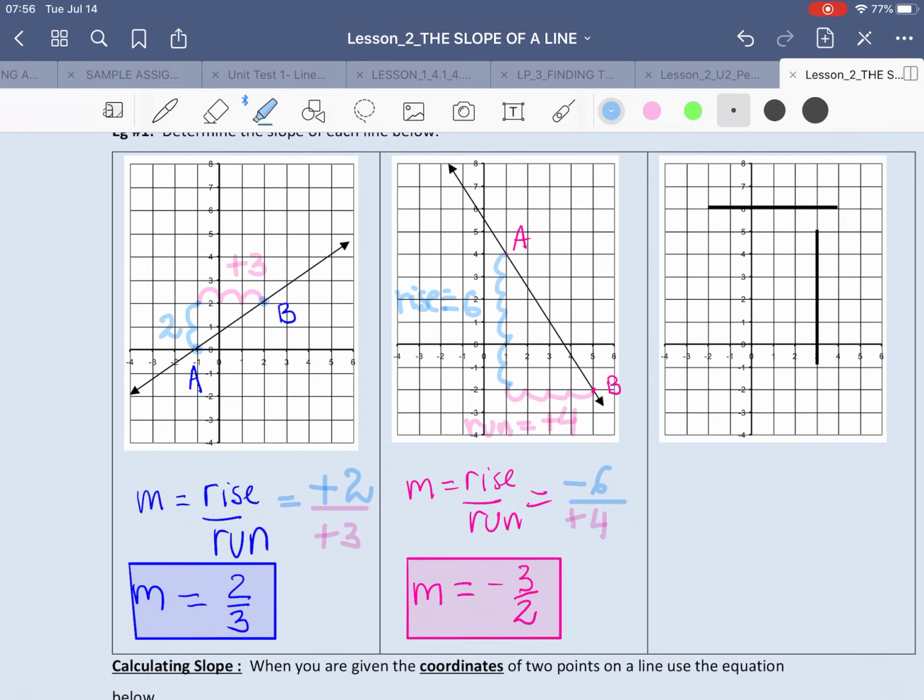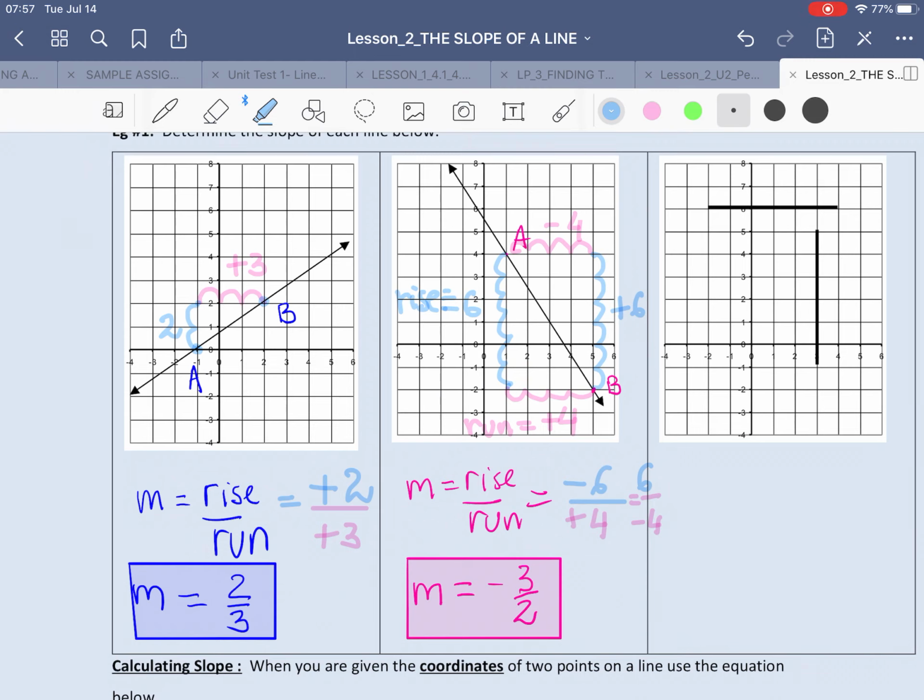So to go from B to A, I must rise 1, 2, 3, 4, 5, 6 units. So that's a +6 rise up. And then I have to run 1, 2, 3, 4 units, but I'm running towards negative, so over -4. So 6 over -4 will still give me the slope of -3/2. So it doesn't matter in what direction you measure the slope of a line.